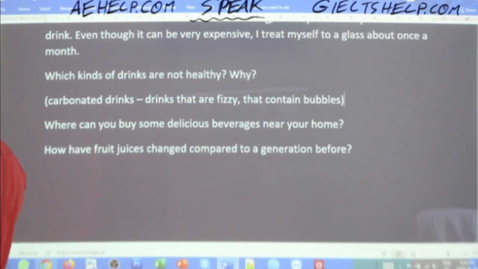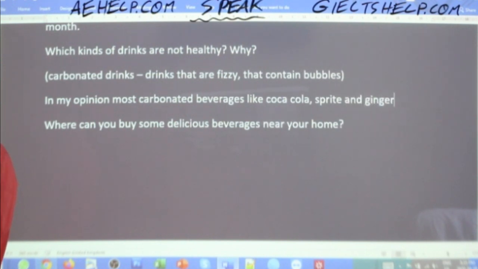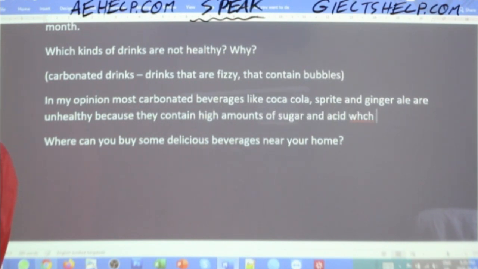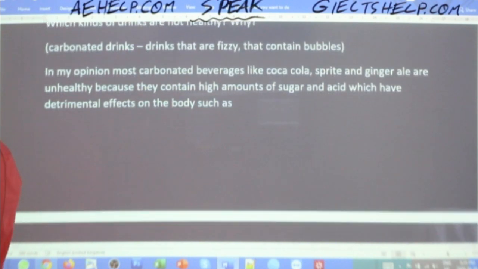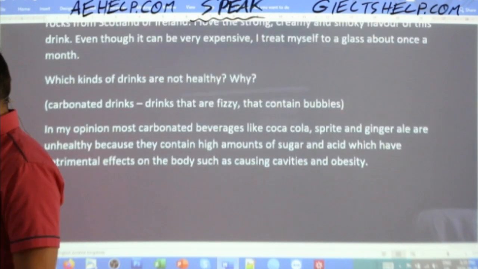So, in my opinion, most carbonated beverages like Coca-Cola, Sprite, and ginger ale are unhealthy because they contain high amounts of sugar and acid, which have detrimental effects on the body, such as causing cavities and obesity. Okay, I agree. Yeah, a lot of those drinks are quite unhealthy.